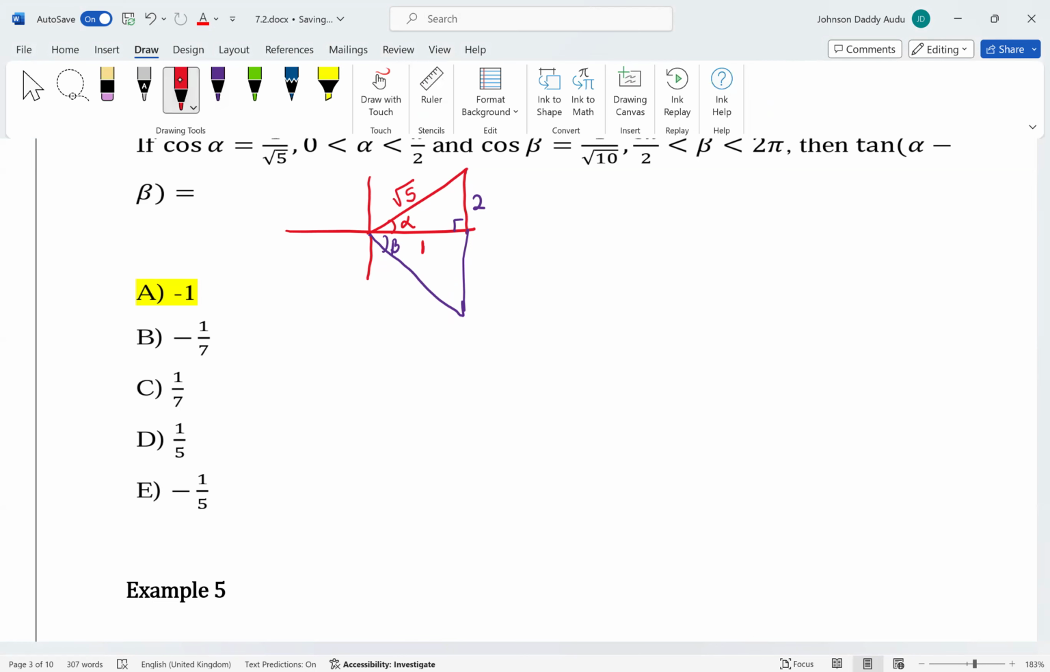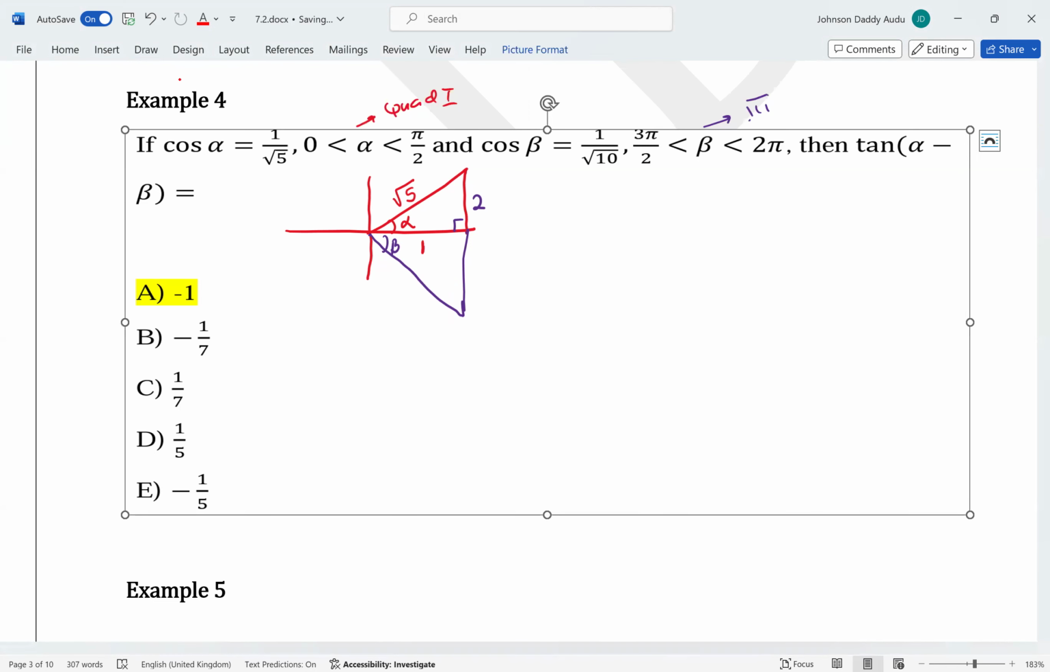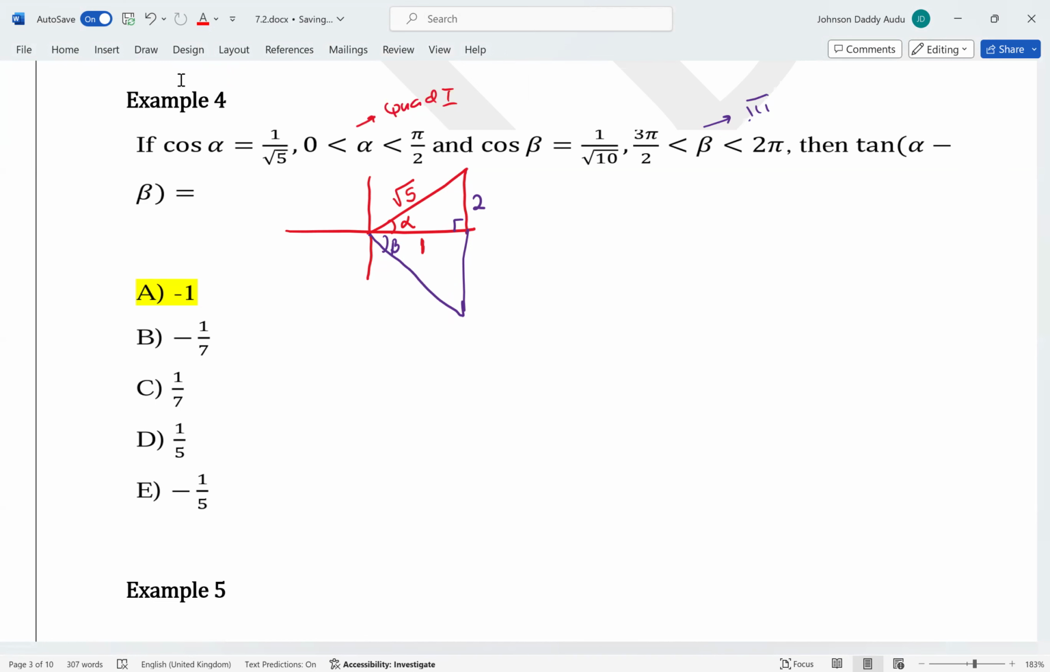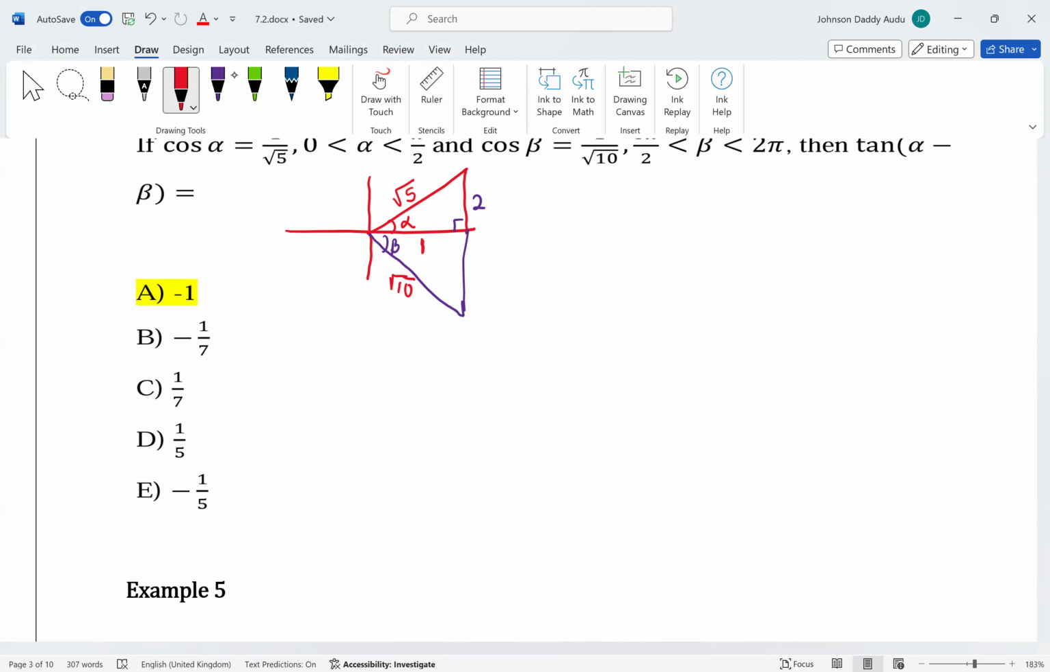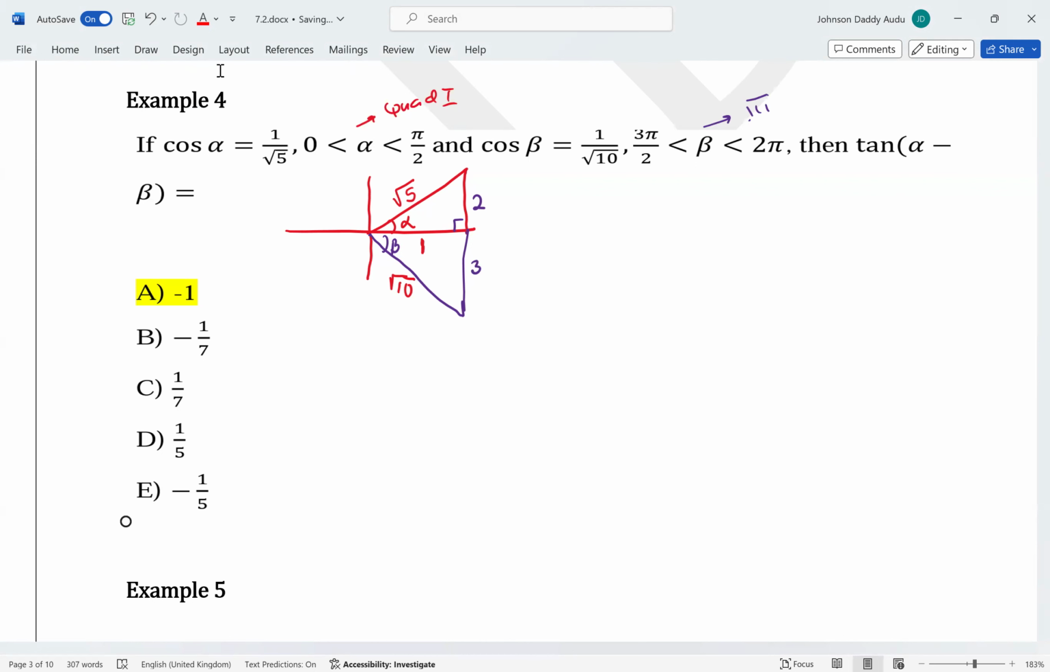But remember, cosine beta is still adjacent, which is already 1, over hypotenuse, which is root of what? Root of 10. And that means that we can get the opposite easily as well. So the opposite will be nothing but 3. This also is going to be 3 using Pythagoras theorem. So this is going to be 3. Right.